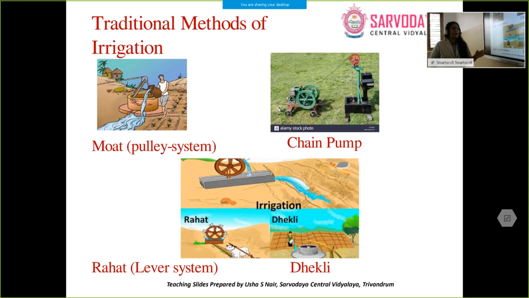So these are the traditional ways of irrigation. Moat, the pulley system, chain pump. We have the Deckley. You can see how it is done there. And Rahat, the lever system. These are the traditional ways.